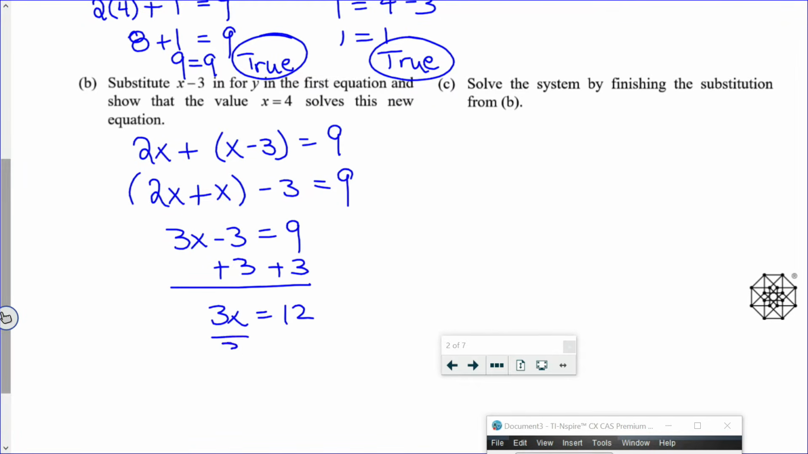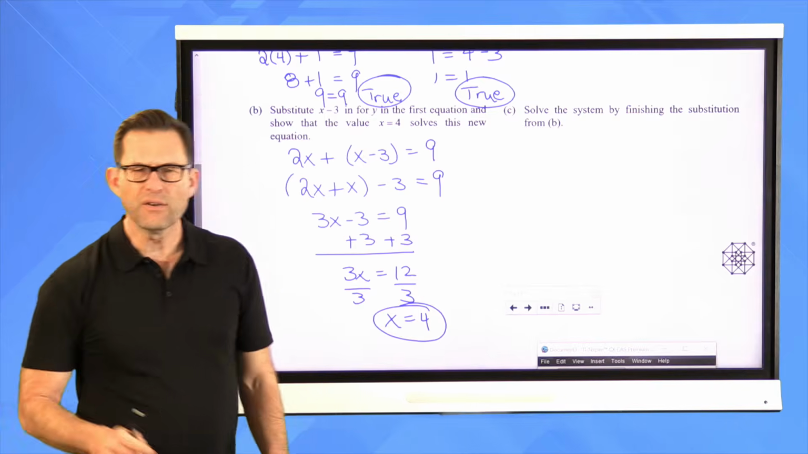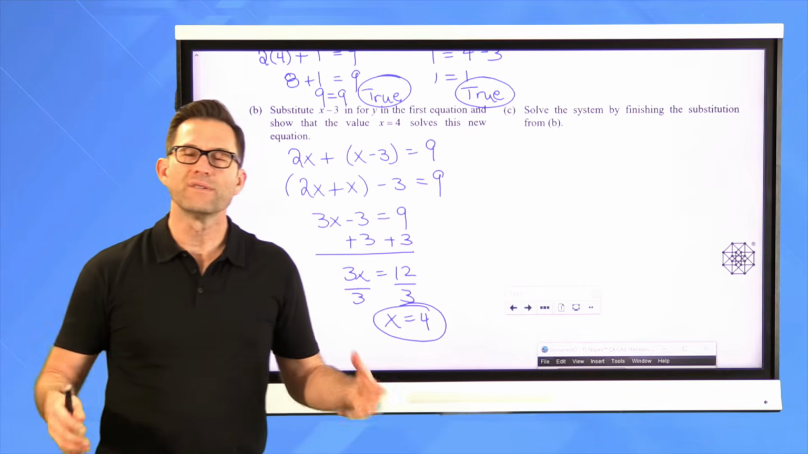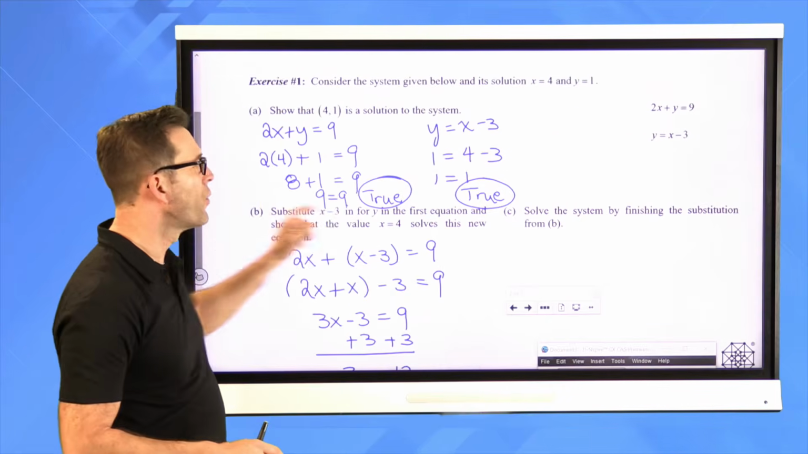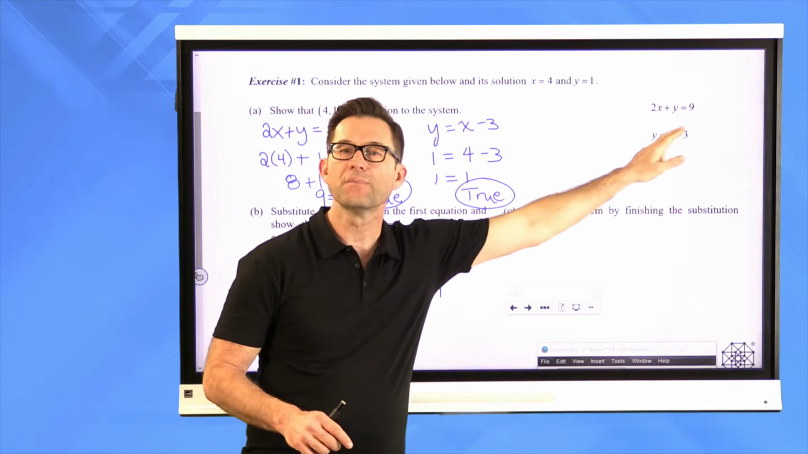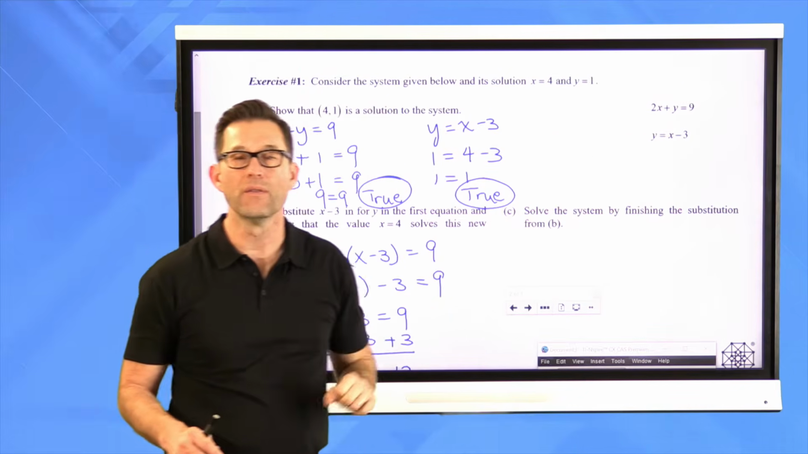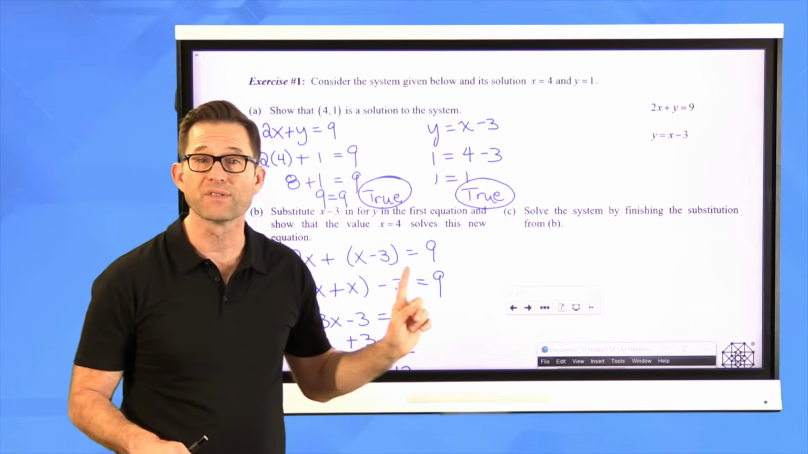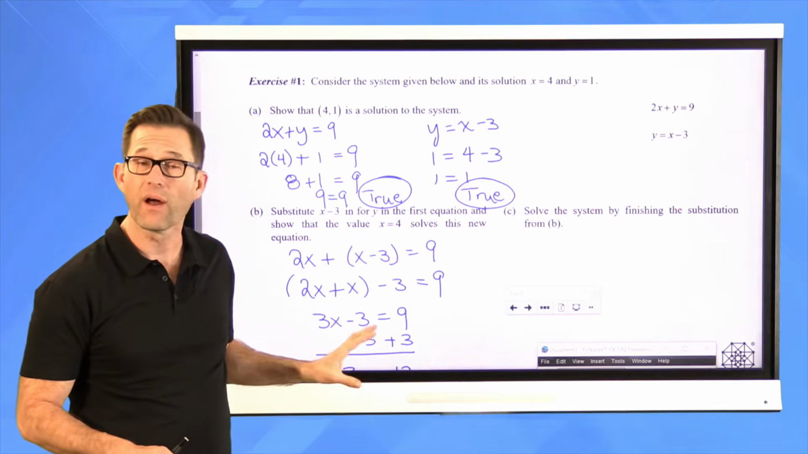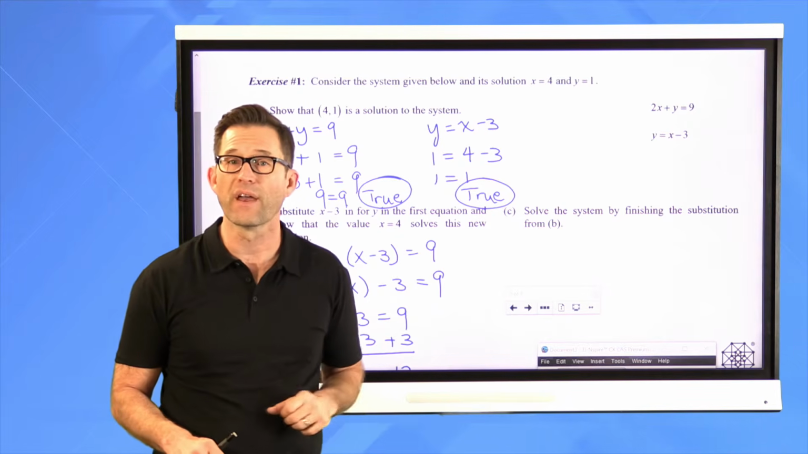I'm going to divide both sides by 3, and I'll get x is equal to 4, right? So it's interesting. I knew that 4 was a solution to the system, but once I took one of the equations and substituted it into the other equation, thereby eliminating the y variable, there's no y variable in this equation now. When I solved it, I found that x equals 4 solved that equation.